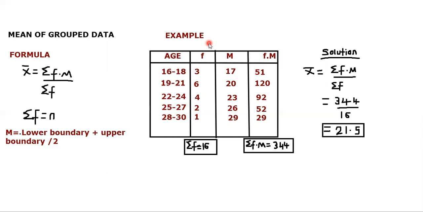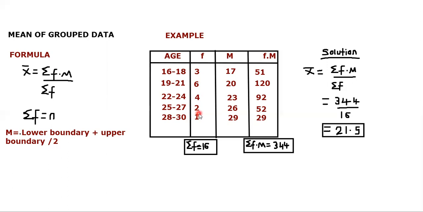So for instance, how many people are within the age group of 16 to 18? In this case, we have 3 people, all right? Then how many people are within the age group of 19 to 21? We have 6 people, all right? So from 22 to 24, we have 4. From 25 to 27, we have 2. From 28 to 30, we have 1.